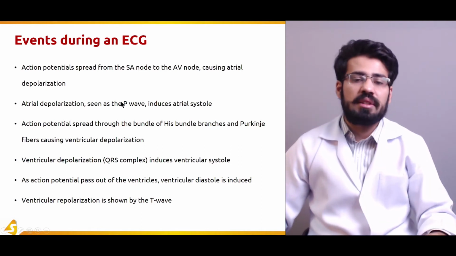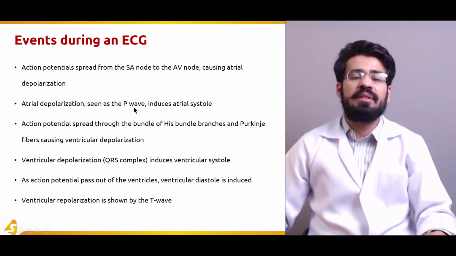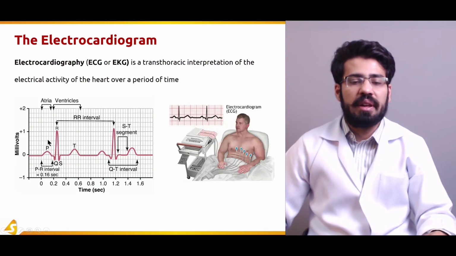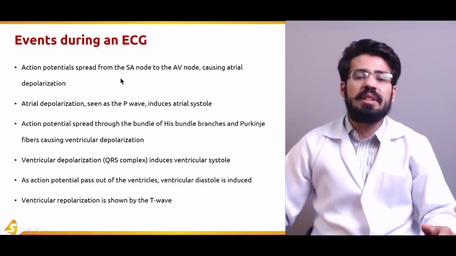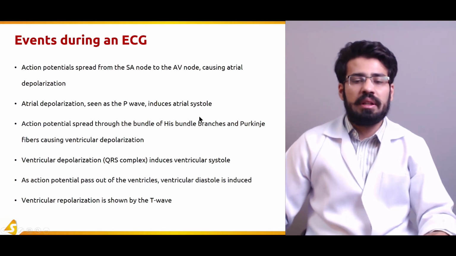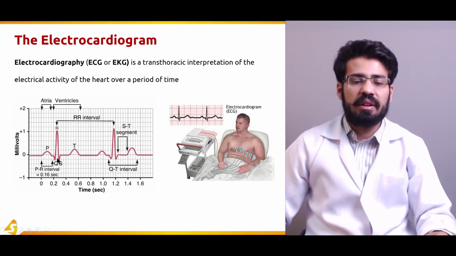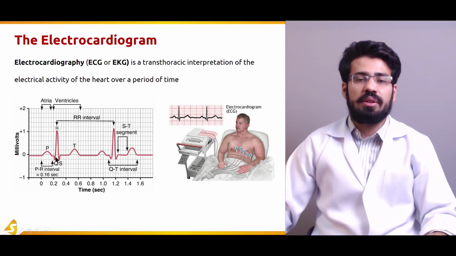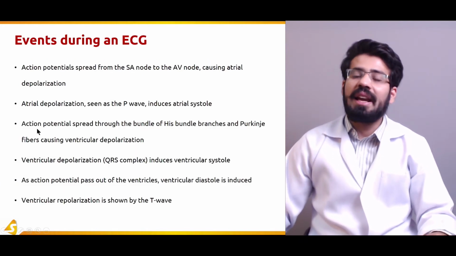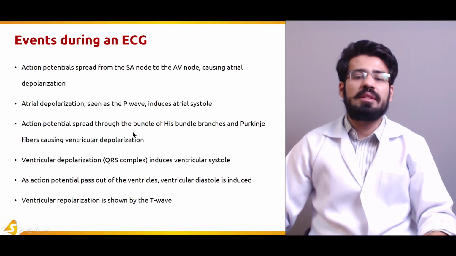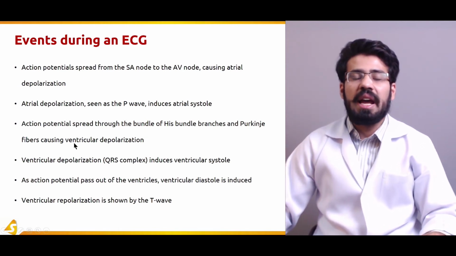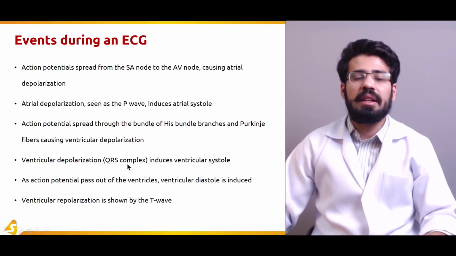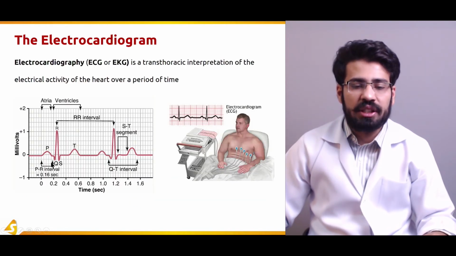This depolarization can be seen by the P wave, as I have explained in detail in this particular figure. This basically induces the atrial systole, the phase where the atria contract. The action potential will then spread towards the bundle of His and the Purkinje fibers, causing the ventricular depolarization. The ventricular depolarization is shown by the QRS complex, as shown here.